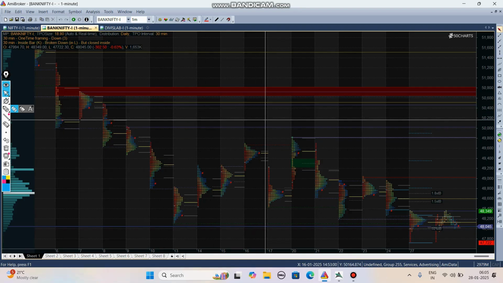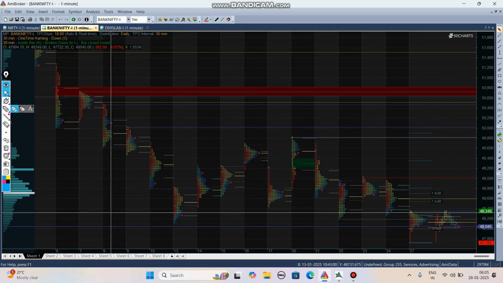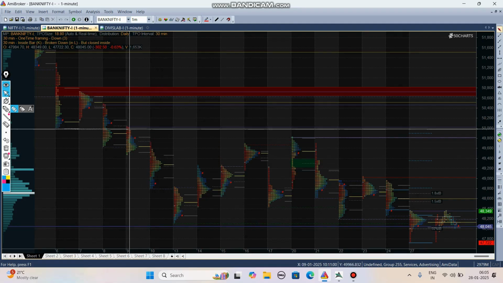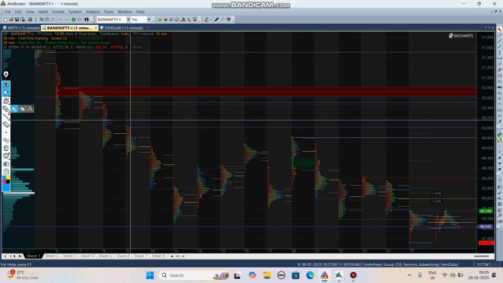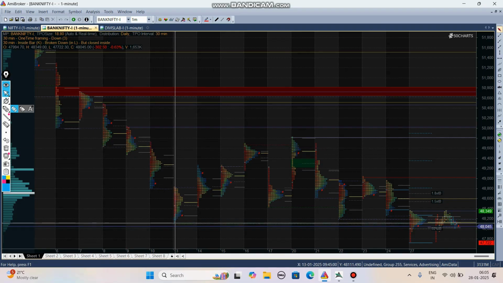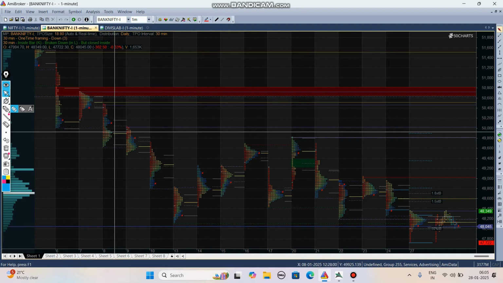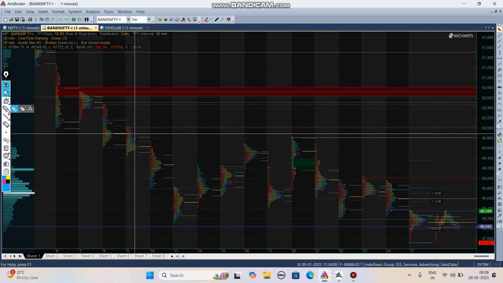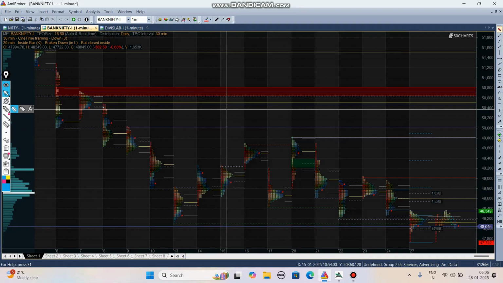You can follow the institutions, because institutions know the standard deviation levels. They enter at correct standard deviation levels, and they exit at correct standard deviation levels. So market profile will give the footprint of institutions. You have to follow the institutions. Once you know the range of the bell curve, the internal time clock, and the standard deviation level, then you can automatically follow the institutions.